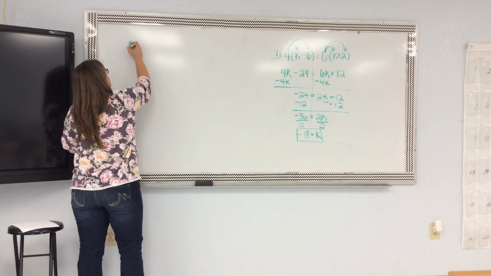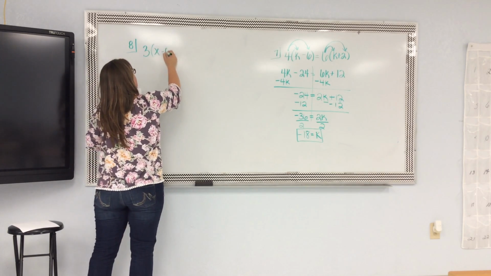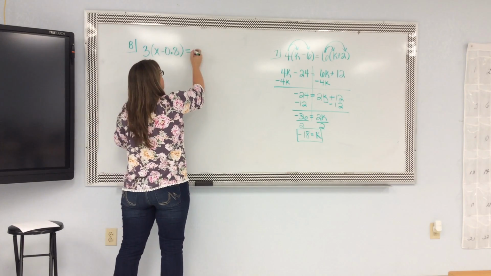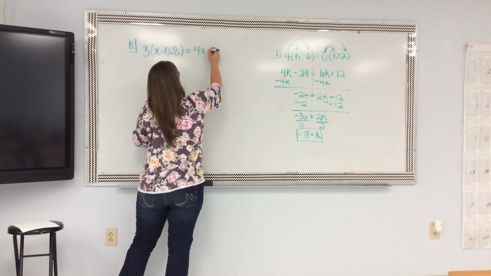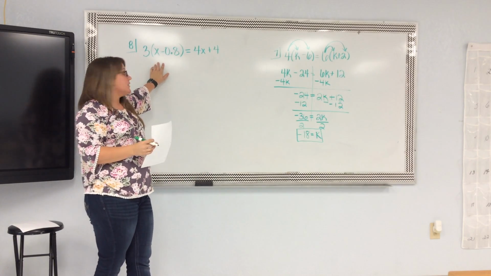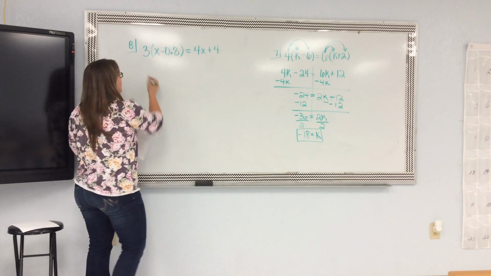Number 8. I have 3 parentheses x minus 0.8, or 8/10, is equal to 4x plus 4. I have to get rid of these parentheses first. Since I can't do what's on the inside, I'm going to distribute what's on the outside to cancel them out.